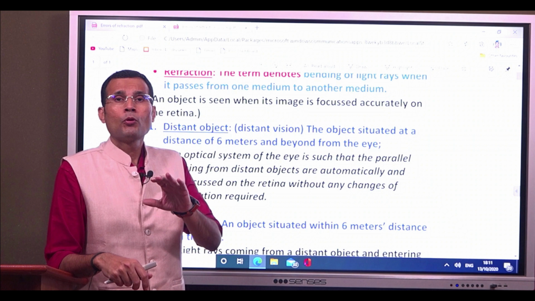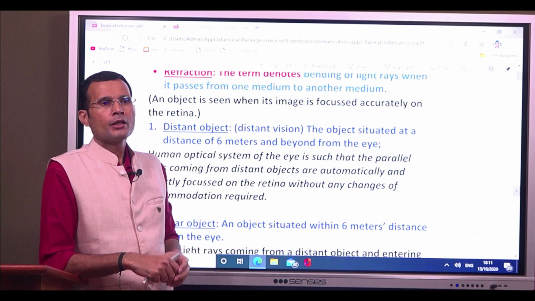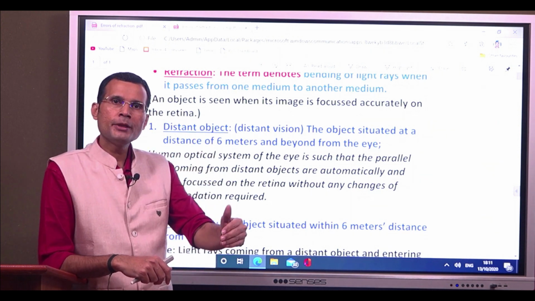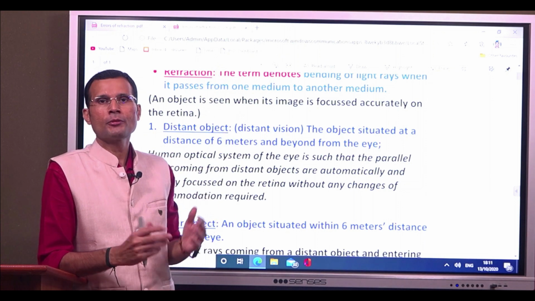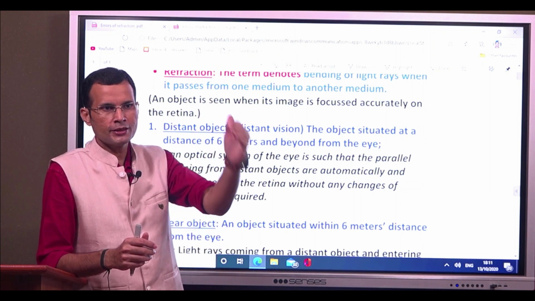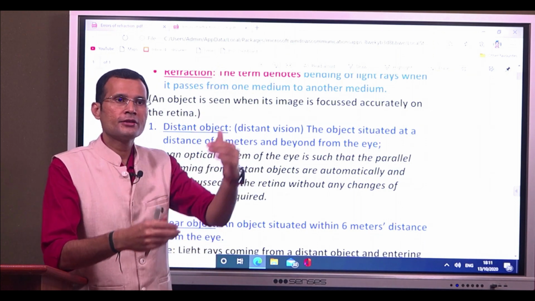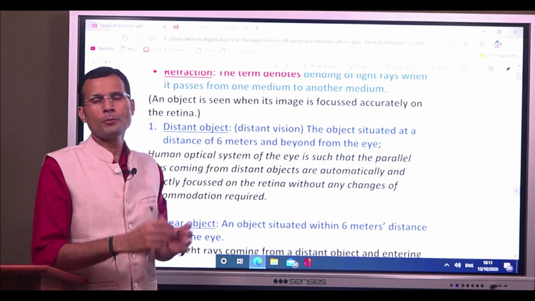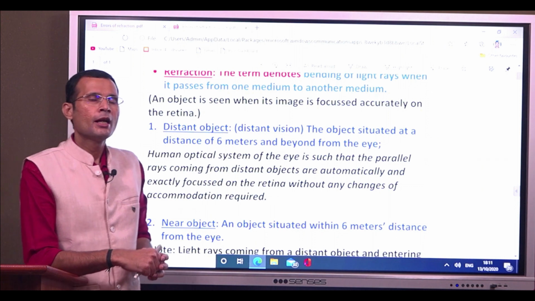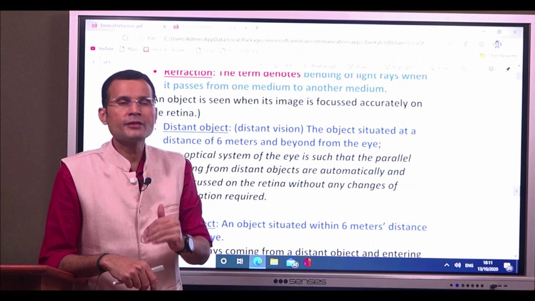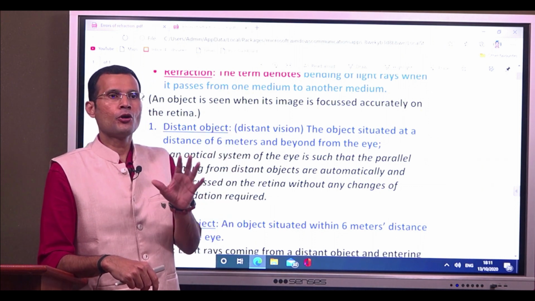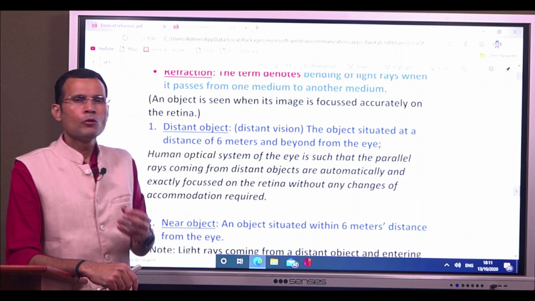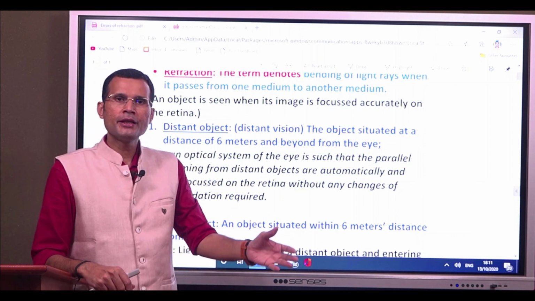Now, what is a distant object? An object which is at 6 meters or beyond 6 meters from the eye, up to infinity, such an object is called a distant object. And the object which is within 6 meters from the eye is called the near object. What's with the boundary of this 6 meters?